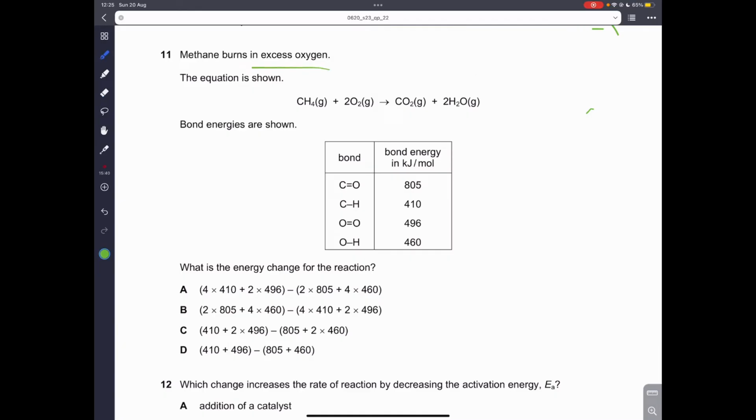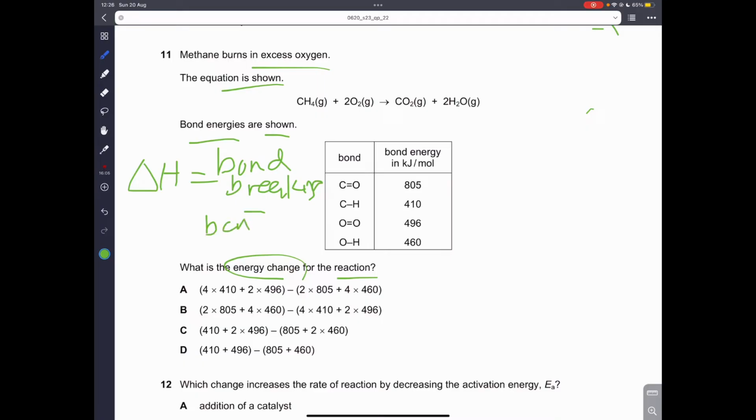Methane burns in oxygen. The equation is shown. Bond energies are also shown. What is the energy change for the reaction? Remember, for this type of chemical kinetics question, you only have to remember one formula, which is delta H. The enthalpy change is basically the bond breaking minus bond making. If you remember this formula, everything will be so much easier.